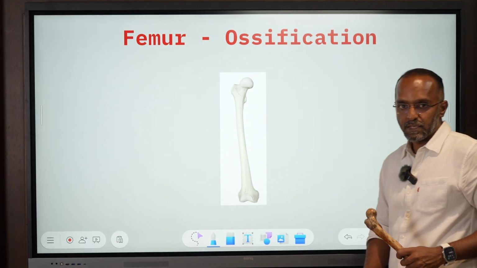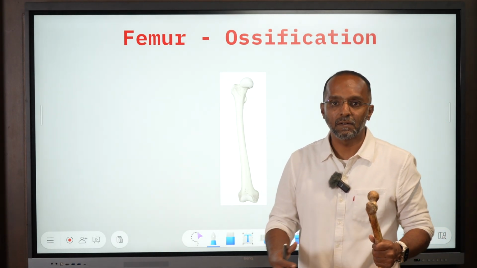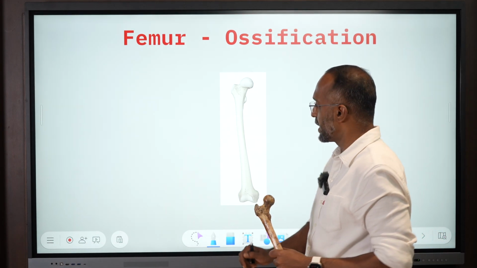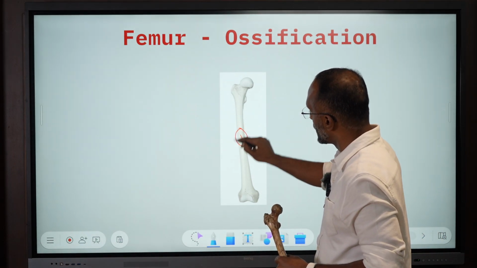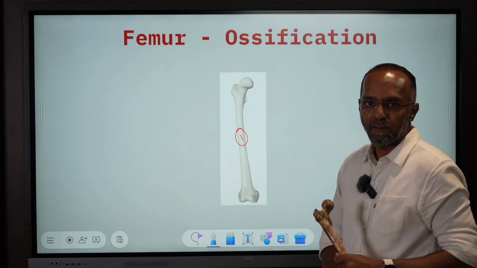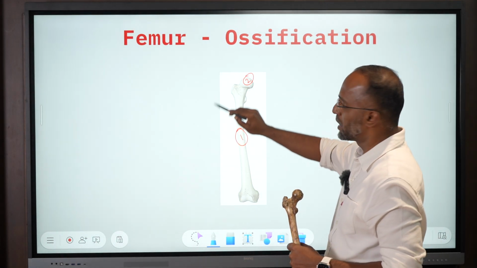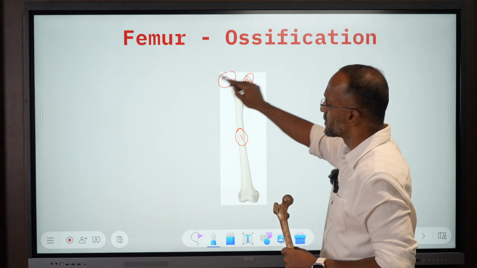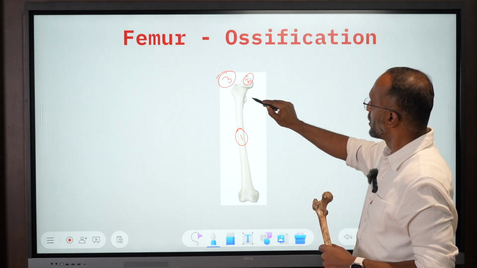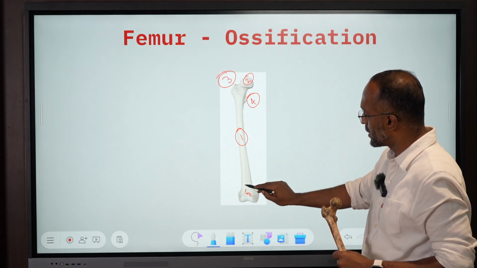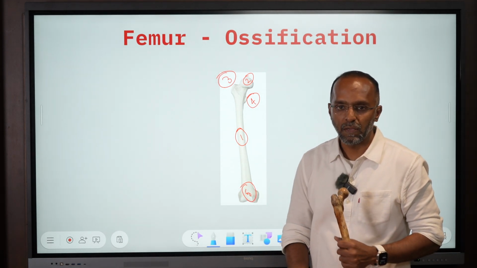Now ossification. How does a femur ossify, or how does it form? Femur ossifies from 5 centers. What are those 5 centers? Number 1 is the center for the shaft of femur. Number 2 is for the head of femur. Number 3 is for the greater trochanter. Number 4 is for the lesser trochanter, and number 5 is for the lower end of the femur.